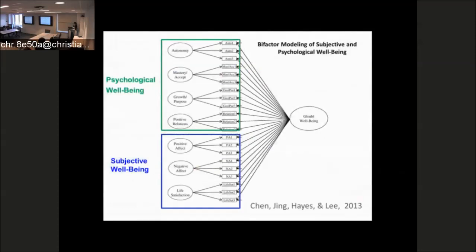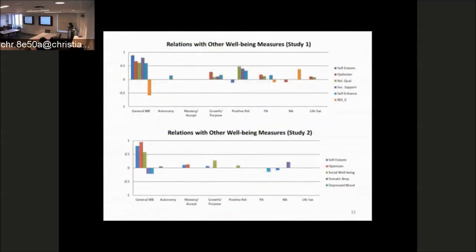And then we related it. That's the part where we tested the predictive power of general well-being and the domain-specific well-being, psychological and subjective. This is an example of the outcome variables, because we have a wide range of outcome variables. So that's the general well-being factor, and these are the outcome variables. You can see self-esteem, optimism, relationship quality, social support, self-enhancement, you think you're better than others, and depression. You can see the magnitude of the general factor is actually very strong. It is strongly related to these outcome variables. Depression is negative, which makes sense.